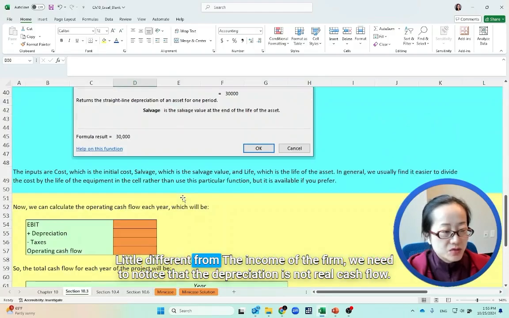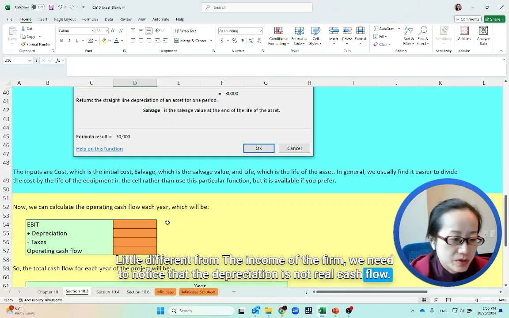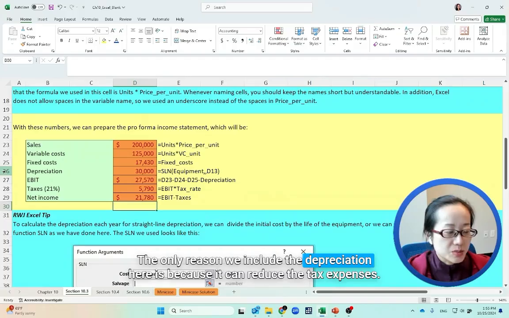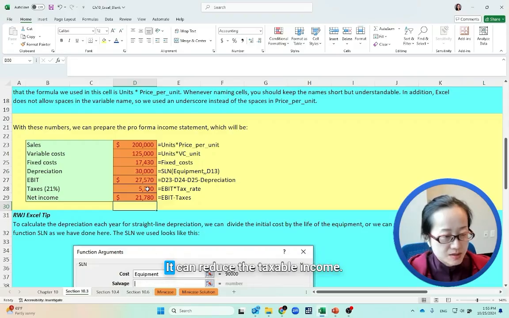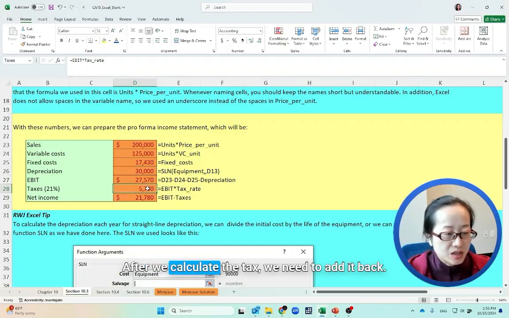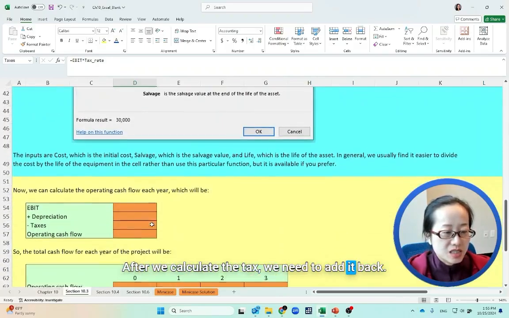A little different from the income of the firm, we need to notice that the depreciation is not a real cash flow. To calculate the operating cash flow for this project, we should add it back. The only reason we include the depreciation here is because it can reduce the tax expenses. Okay? It can reduce the taxable income. When we calculate tax, we need to consider the depreciation. After we calculate the tax, we need to add it back.